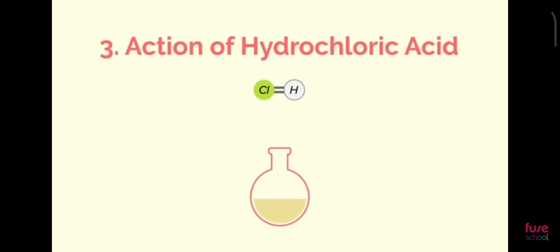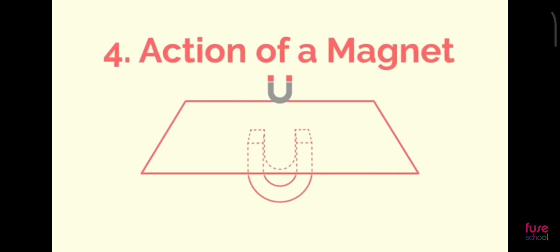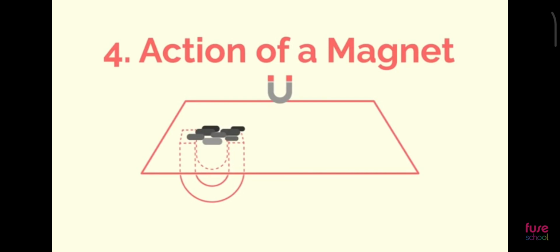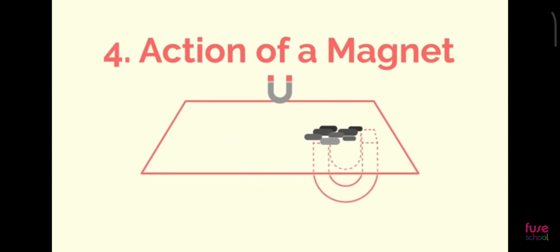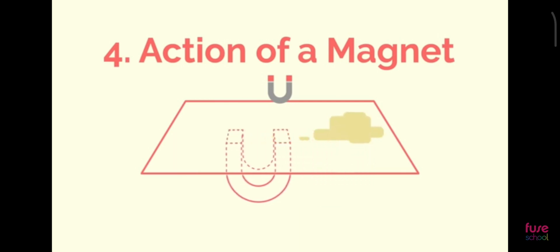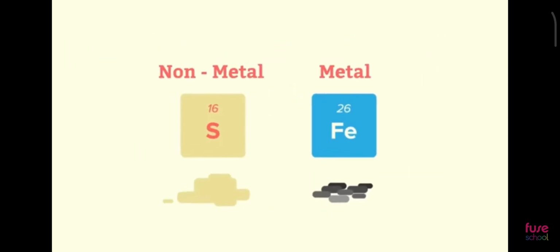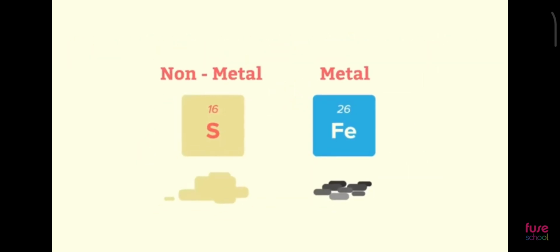With sulfur and hydrochloric acid, there is no visible reaction. If the iron is sprinkled onto a sheet of paper and a magnet is moved underneath the paper, you will see that iron filings follow the magnet as they are attracted to it. When the same is done with the sulfur, you will see that the sulfur is not attracted to the magnet. So from these 4 tests, it can be seen that iron and sulfur are 2 completely different elements and behave differently in the 4 tests. Iron is a metal element, sulfur is a non-metal element.